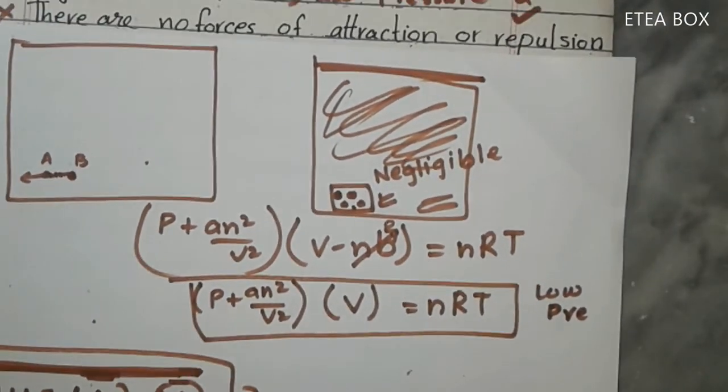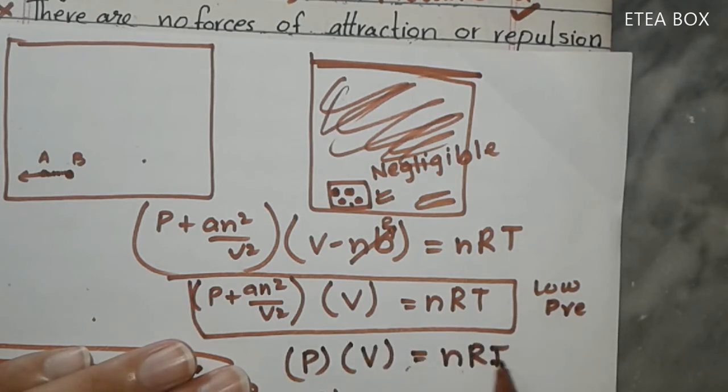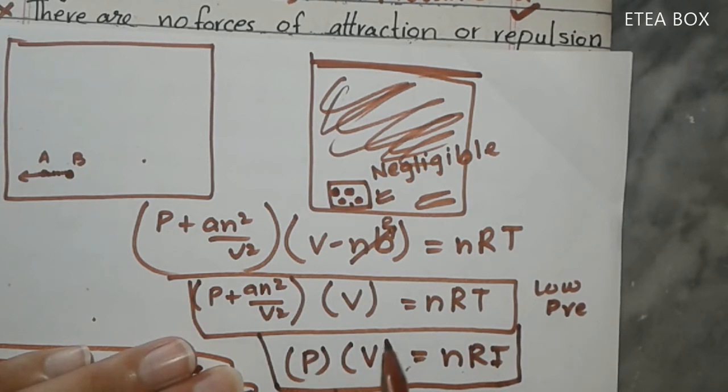Now look at this. What is the ideal gas equation? We know that PV is equal to nRT. Now compare both equations. At low pressure, the real gas and the ideal gas show the same volume. But here the correction is needed in pressure. Where is the correction needed? The correction is needed here, in the place of this P.